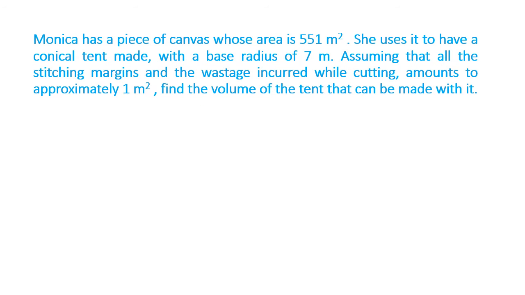Next we have: Monica has a piece of canvas whose area is 551 meters square. She uses it to make a conical tent with a base radius of 7 meters. Assuming all the stitching margins and the wastage incurred while cutting amount to 1 meter square, find the volume of the tent that can be made with it.